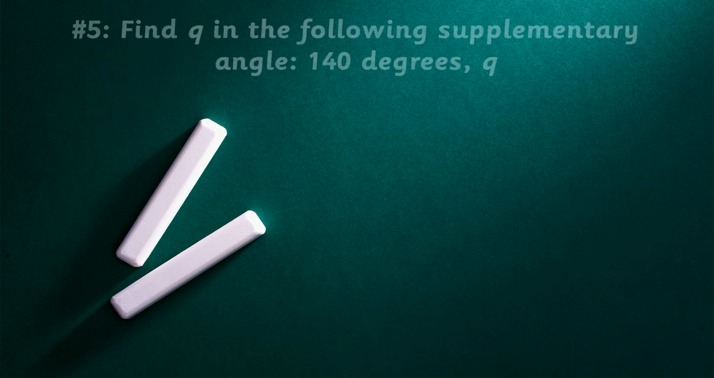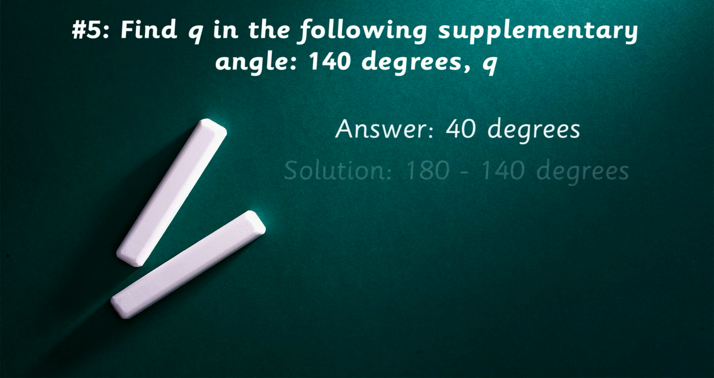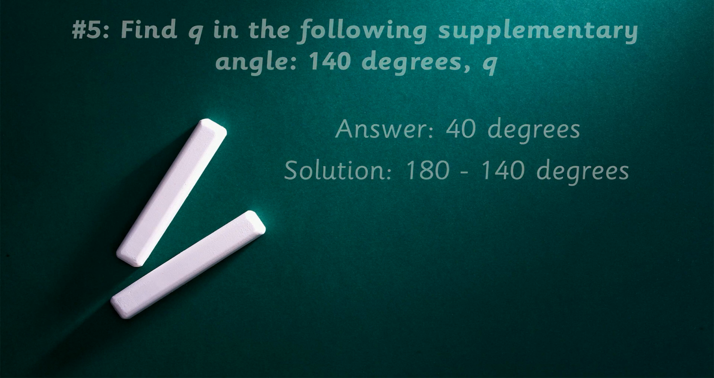And the final question, number 5. We have 140 degrees. Find Q. The answer is 40 degrees. Solution: 180 degrees minus 140 degrees is equal to 40 degrees.